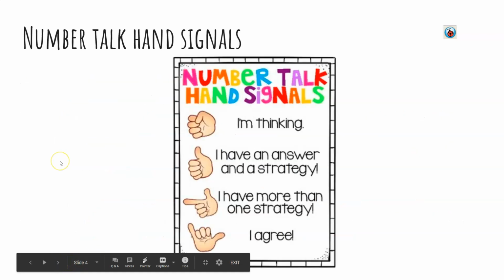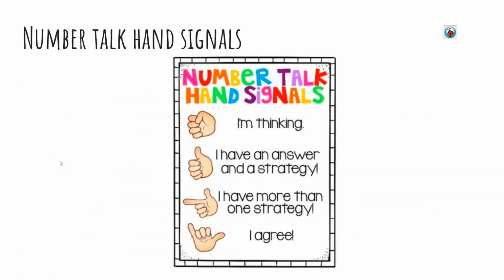Okay, now these are the hand signals I was talking about. So when your teacher projects the number talk problem, everybody is going to make a fist and put it right over your chest, like I showed you in the intro video. And this is a silent signal to your teacher that you are thinking about the problem, okay? When you realize that you have an answer and a strategy on how you got that answer, you're going to stick one thumb up.